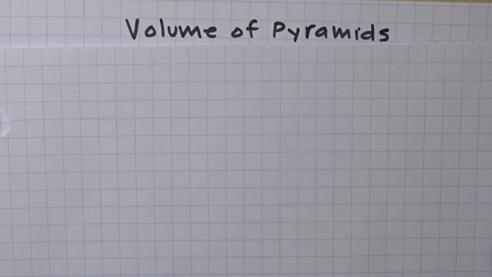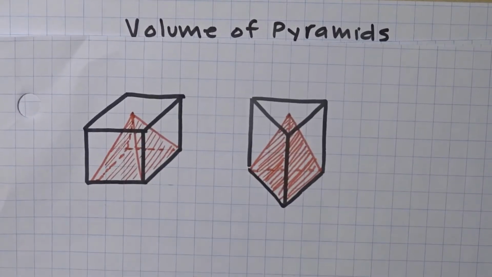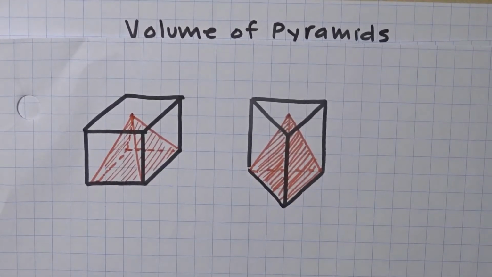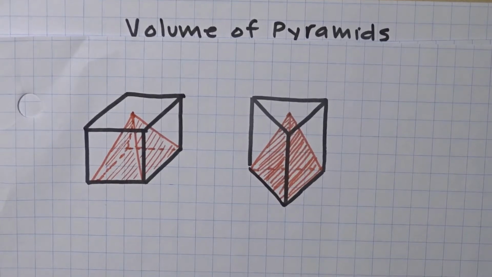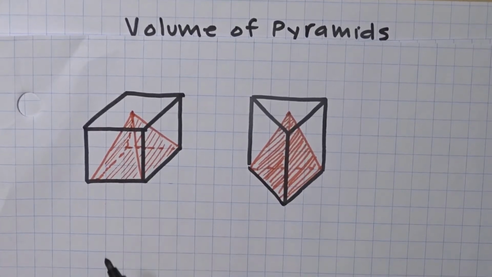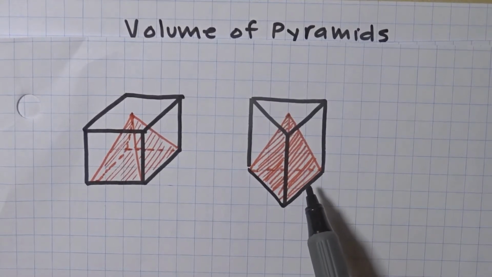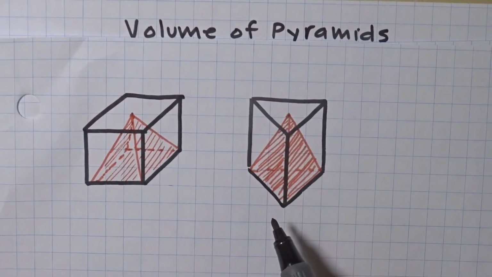And what I mean by that is you have two types of pyramids. One of them is a square-based pyramid and the other is a triangular-based pyramid. And so here's a picture of each. And if you notice, the square-based pyramid fits inside of this cube, and this triangular-based pyramid fits inside this triangular prism.